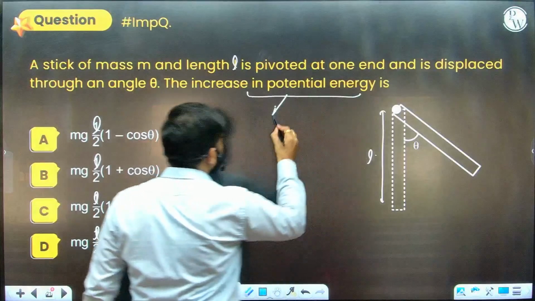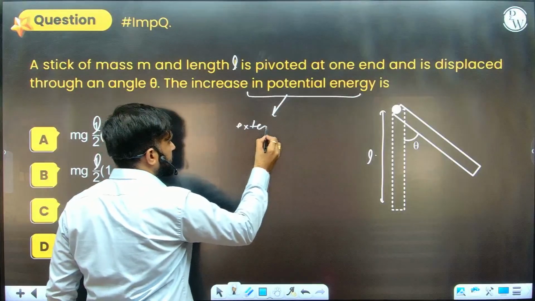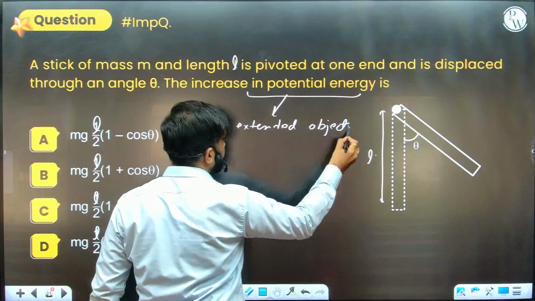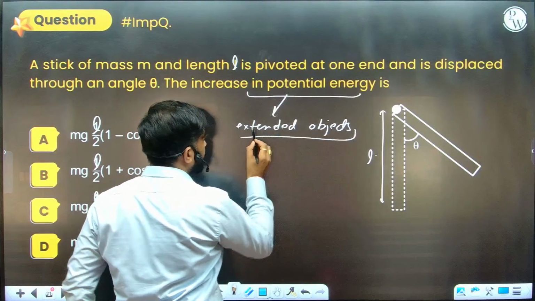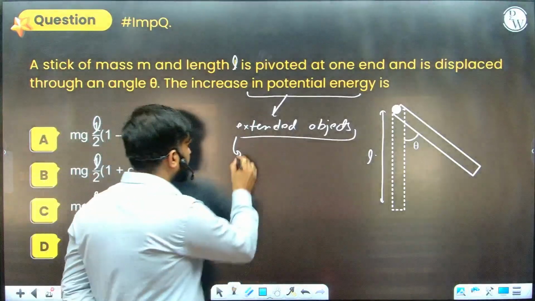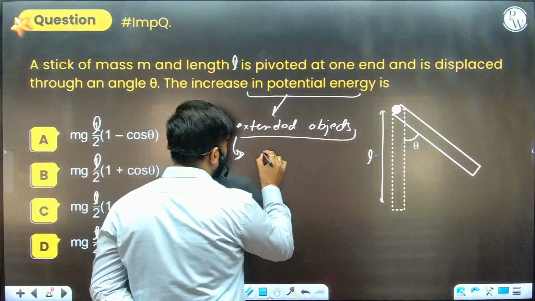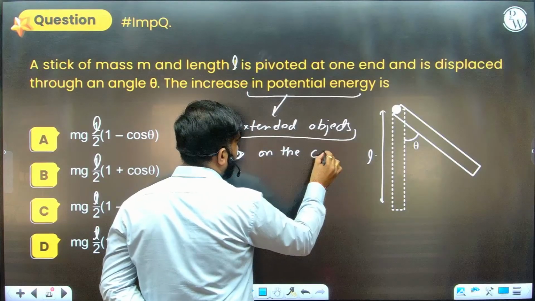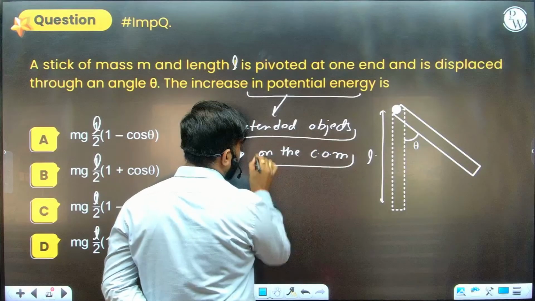Remember that in case of extended bodies, extended objects, that means rigid bodies, big objects, you can find the potential energy using the mgh formula, by applying it on the center of mass. Using the center of mass.